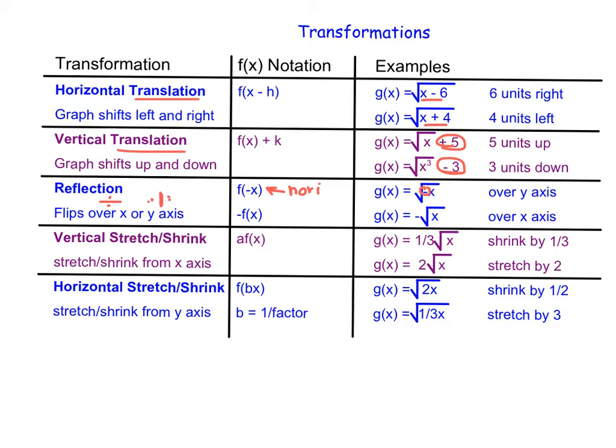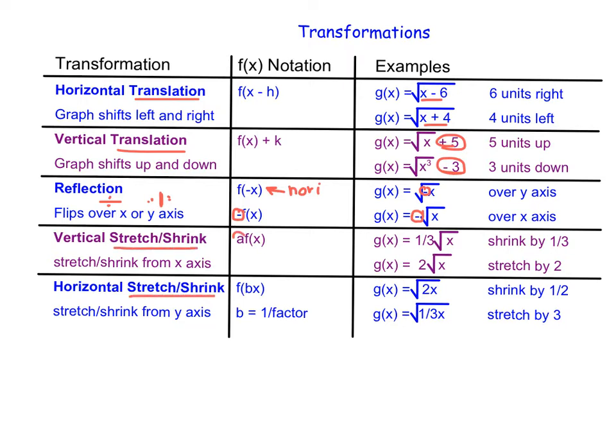Now that we have some restricted domains, this won't always be allowed. It could result in some values inside of an even root that do not work. But if you have a vertical reflection that's multiplying the outside by a -1, that's when we go over the x-axis, and those are going to flip the graph over the x-axis and just multiply all the values outside of the root by -1. Then we have vertical and horizontal stretches and shrinks.